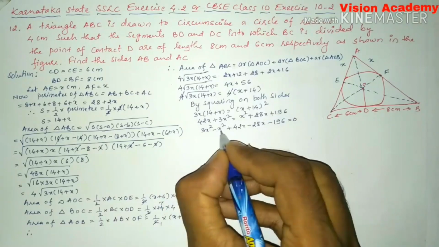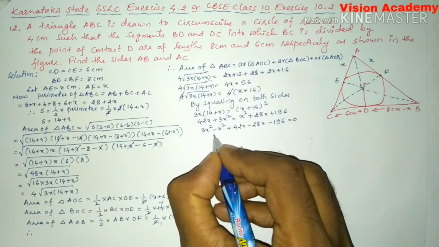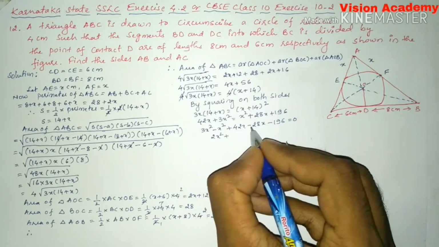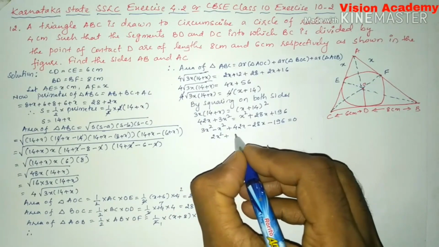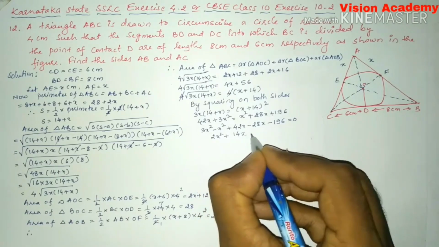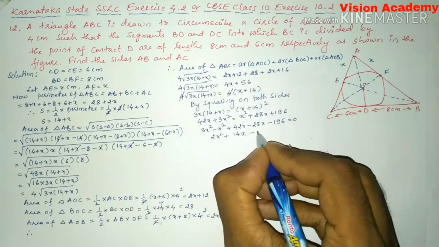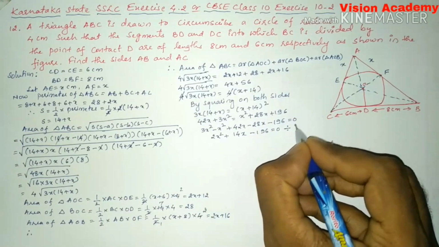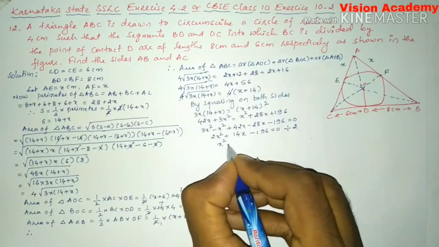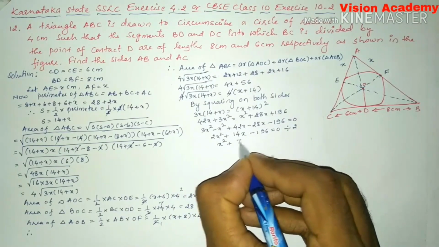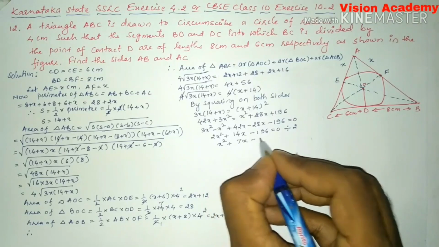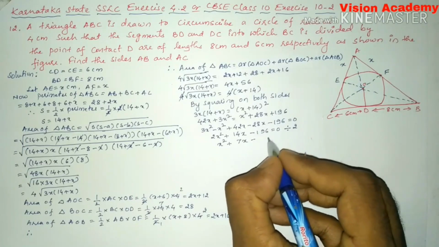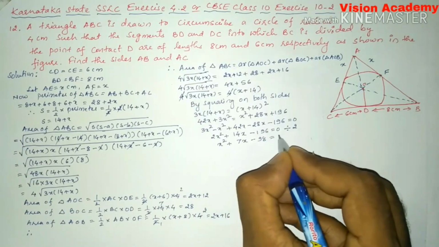Now let us simplify. 3x square minus x square is 2x square plus 42x minus 28x gives us 14x minus 196 is equal to 0. So let us divide this equation by 2. We remain with x square plus 2 7s are 14, x minus 196 divided by 2 gives us 98 is equal to 0.